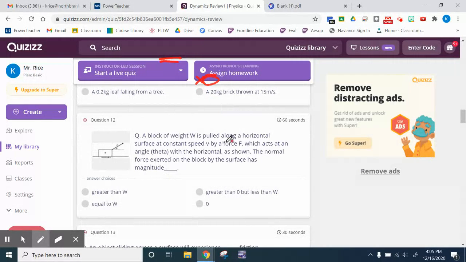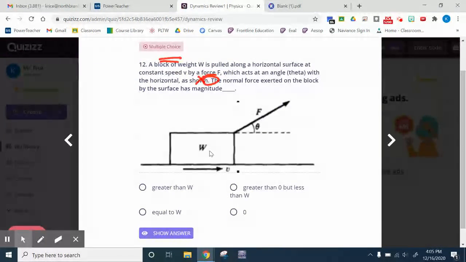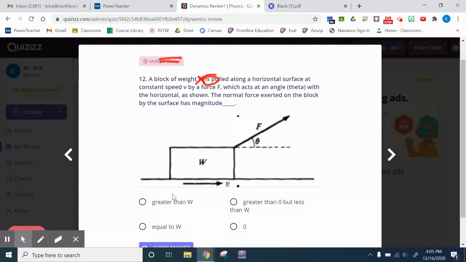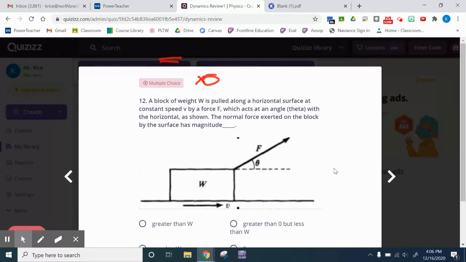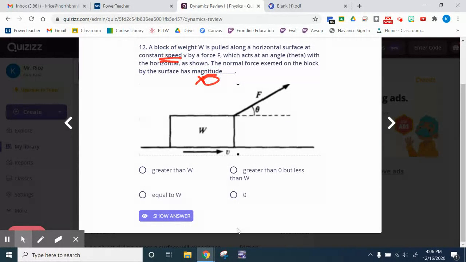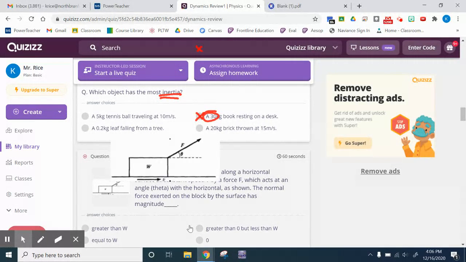Block of weight W is pulled along a horizontal surface at a constant speed V by force F, which acts at an angle theta with the horizontal as shown. A little bit difficult to see. Just blow that one up. There we go. It's a block sliding across the floor. We got an applied force on an angle. So what that means is, can't draw on that. Let's try, oops. Let's see here. There we go.